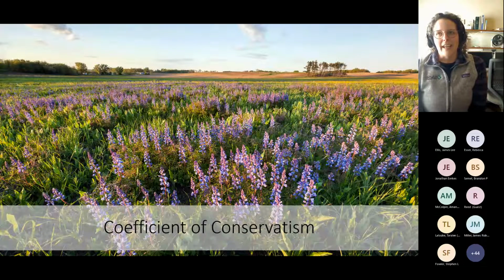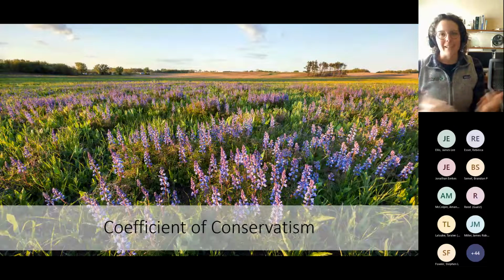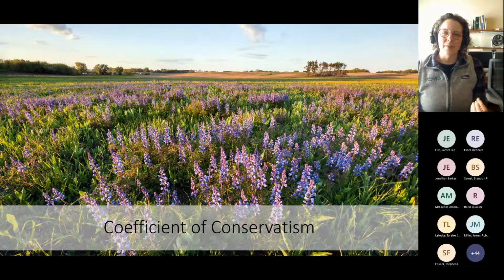And I also leaned on a value, the coefficient of conservatism. Now, many of you may be very familiar with this value, but I like to just level set with all audiences that I give this talk to. The coefficient of conservatism is a value that's assigned to plants, usually by local experts, that represents its affinity for undisturbed habitat. And this is often interpreted as a metric of rarity. Plants with a higher coefficient of conservatism are found in areas with very low levels of disturbance and are typically thought of as representing remnant or very high quality habitat areas. So generally, higher values represent better quality habitat.